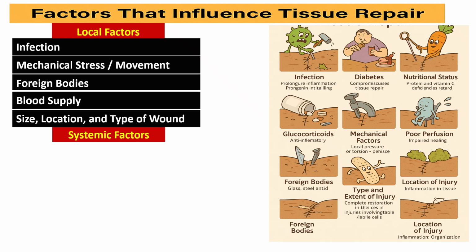Size, location, and type of the wound are also important. Smaller, cleaner wounds heal faster, while highly vascular areas such as the face heal better than poorly vascularized areas such as tendon. Tissue type and extent of injury also matter, for example, full restoration occurs only in tissue with stable or labile cells, and permanent cells lead to scarring and functional loss.